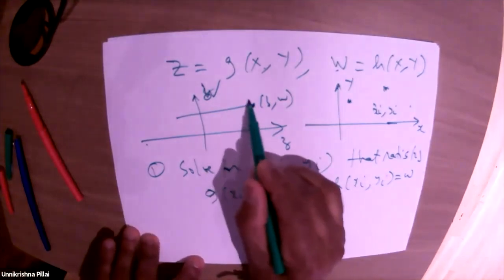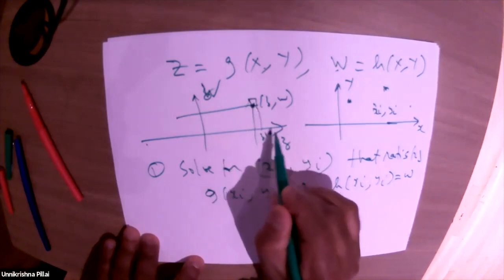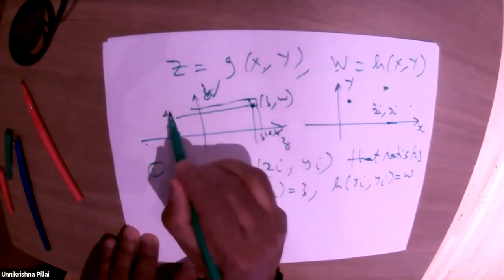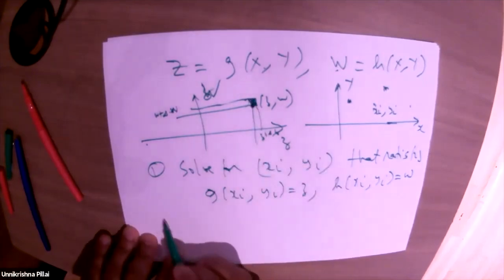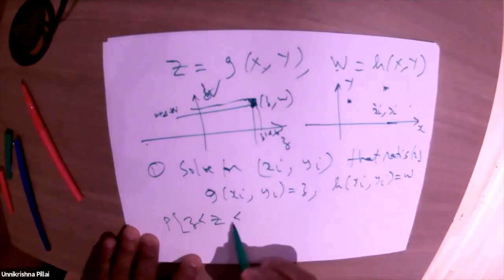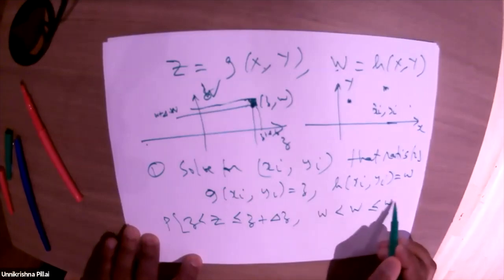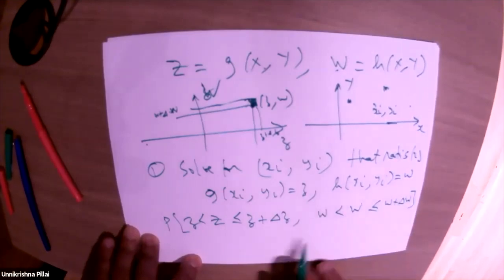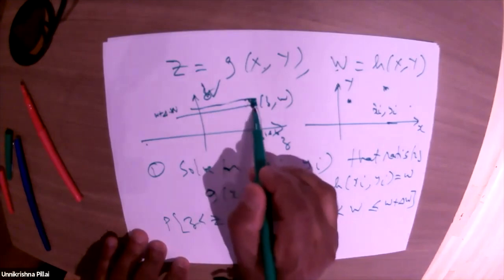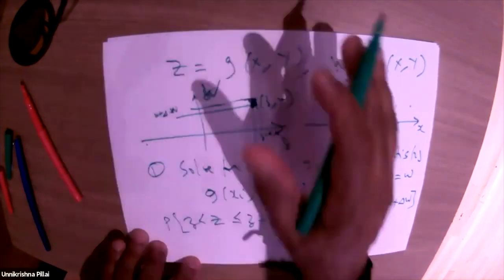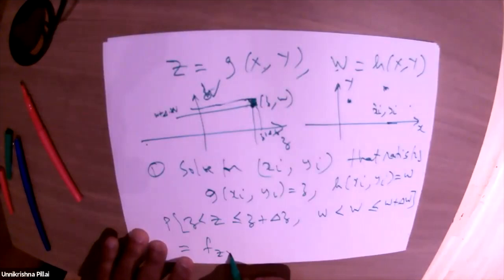So then what I'm trying to do, I'm going to make a small rectangle around here. I'm going to make z move to z plus delta z, and w move to w plus delta w. So I'm trying to figure out the probability. Let me try to figure out the probability that Z is between z and z plus delta z, and the random variable w is between w and w plus delta w. If you recall last week, if delta z and delta w are small, remember you have the joint density function here. So that is simply the area under the joint density function, which you can approximate this way.